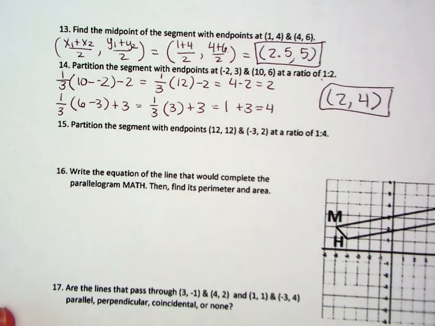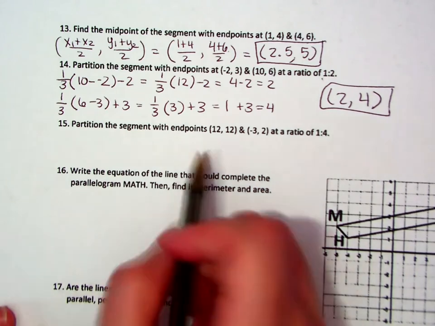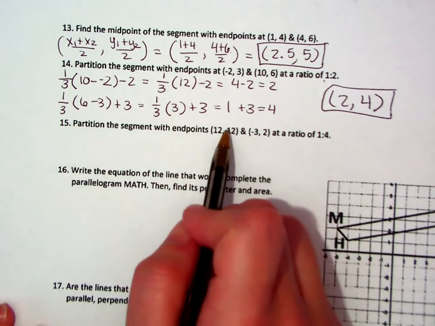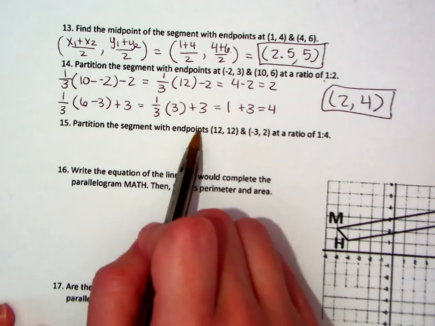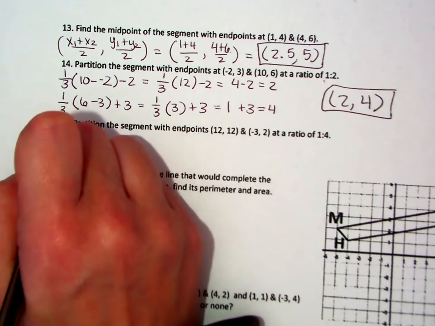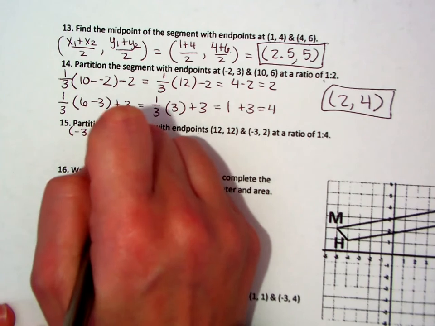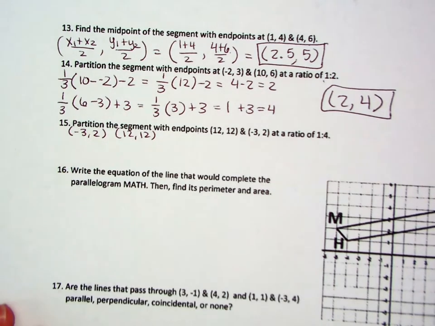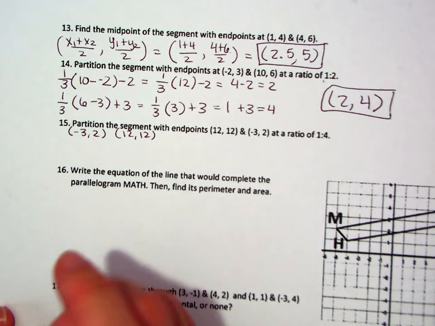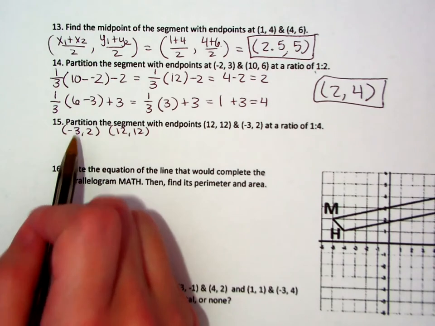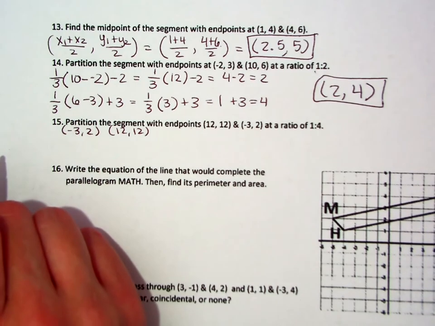For this segment. Now, on number 15, you need to be careful because you want to put these in order from the left point to the right point. So I'm going to rewrite this as (-3, 2), because that's farther to the left than (12, 12). Now we're ready to find the partition point. You always want the leftmost point first. So we're doing it in a ratio of 1 to 4.